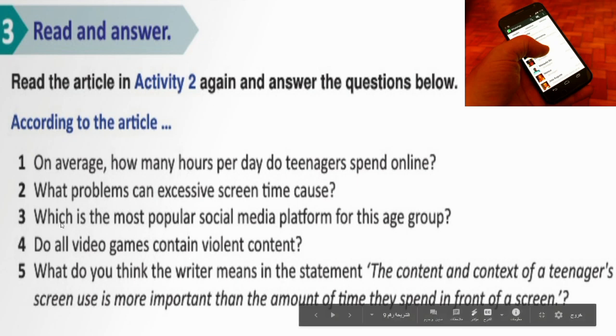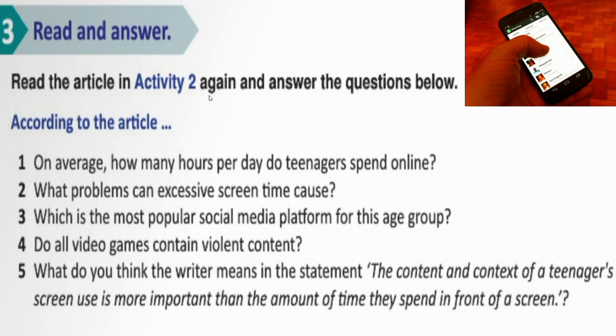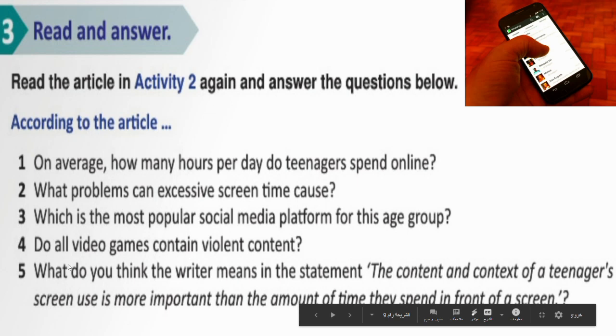I have 5 comprehension questions. Read and answer. Read the article in activity 2 again and answer the questions below according to the article. Question number 1. On average, how many hours per day do teenagers spend online? Number 2. What problems can excessive screen time cause? Number 3. Which is the most popular social media platform for this age group? Number 4. Do all video games contain violent content?